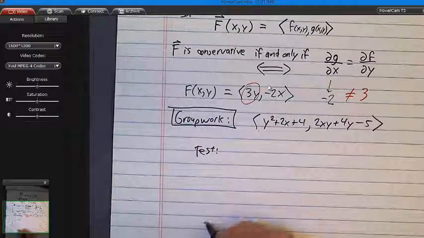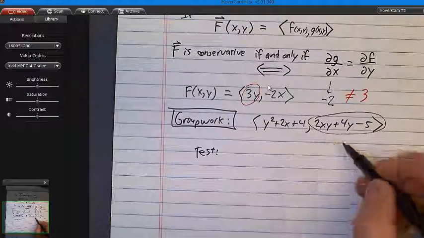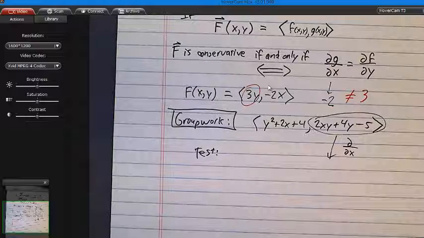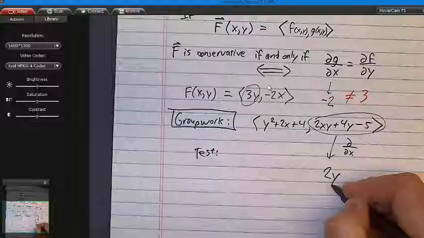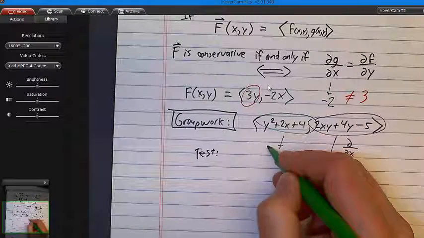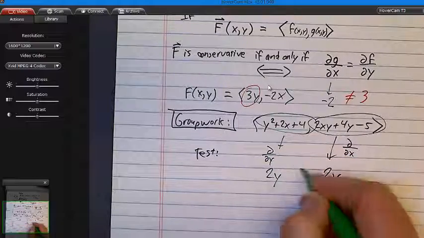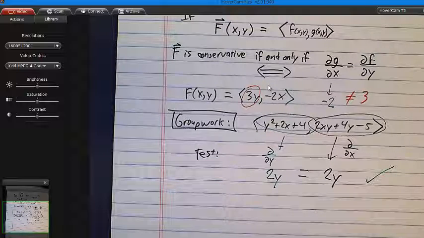What are you going to do? Well, we'll take the partial with respect to x of this thing, and what would you get? 2y. And then the other one, we'll take the partial with respect to y, 2y. That's your first step: check and make sure it's conservative. Now that it is, you can go through the steps of how to find it, which I already showed you guys.